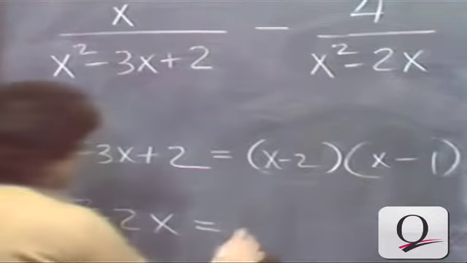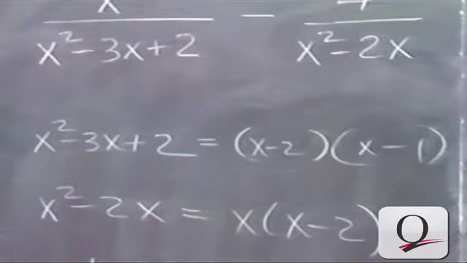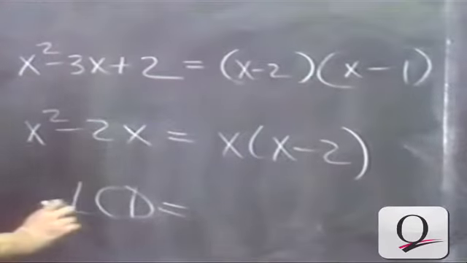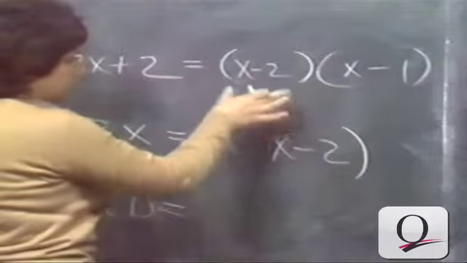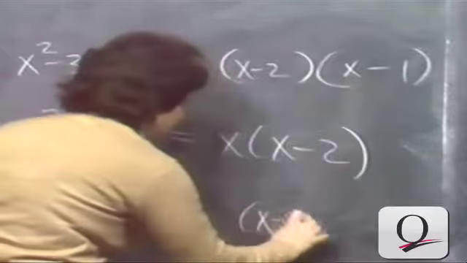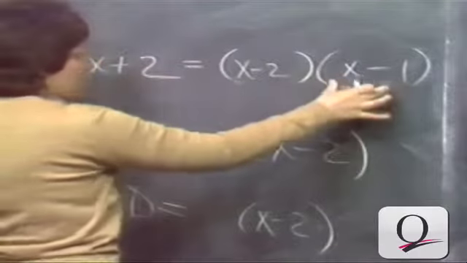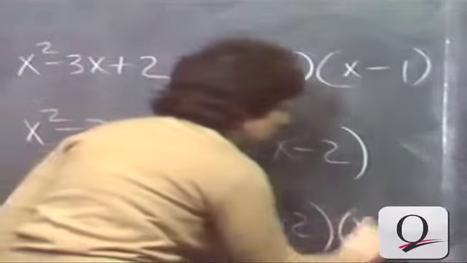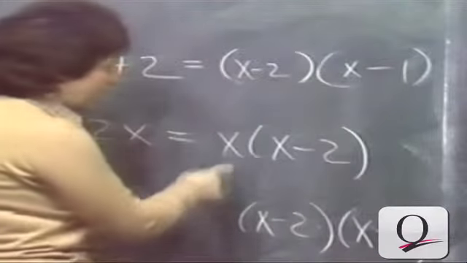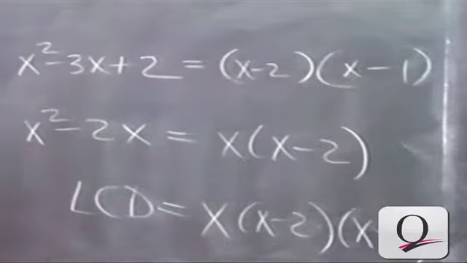You should always check your factoring. Okay, x squared minus 2x. Here we do have something in common. The two terms have an x in common, which gives us x times x minus 2. Now, to get the LCD, we take each factor the greatest number of times it appears in any one denominator. The first factor is x minus 2. It appears here once, so we take it once. Then we have x minus 1, here once, here no times, so we take it once. And finally, x. Here no times, here one time, so we take it.